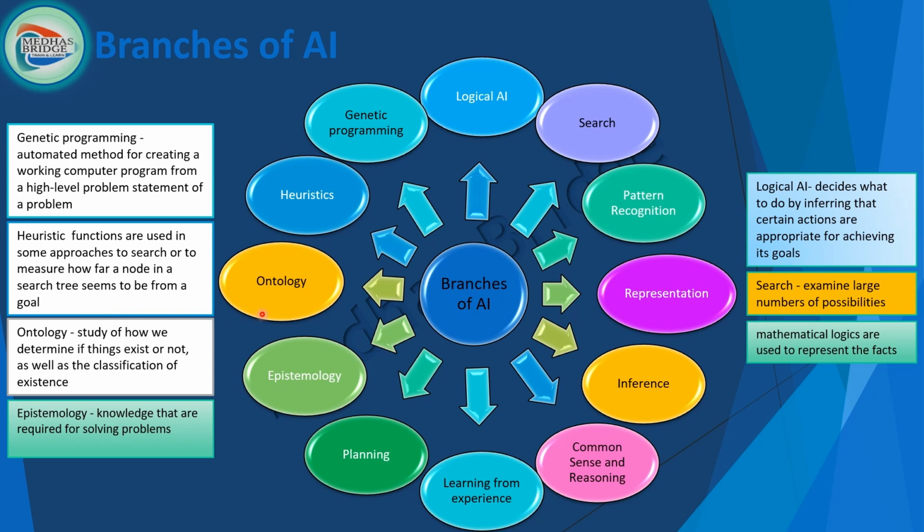Ontology is a study of how we determine if things exist or not, as well as the classification of existence. Epistemology is the study of the knowledge that is required for solving the problem, isn't it? Logical AI decides what to do by inferring that certain actions are appropriate for achieving its goal. Searching examines a large number of possibilities. Mathematical logic is used to represent the facts, which is what we studied in representation. This is how several branches exist in AI.